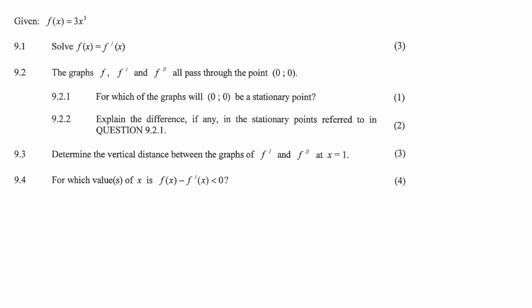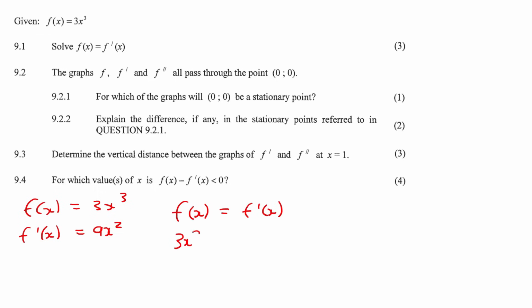Given f of x equals 3x cubed, solve: where is f of x equal to its first derivative? Ooh, okay, that's interesting. So f of x is just 3x cubed. Its first derivative is 9x squared. So we're going to make those two things equal now. So we're going to say 3x cubed equals 9x squared.